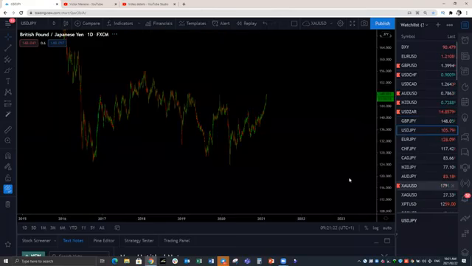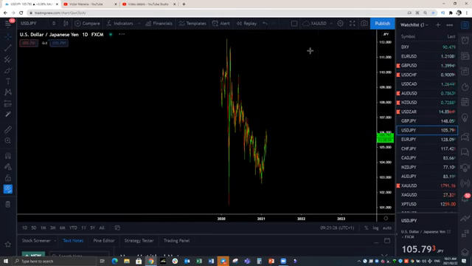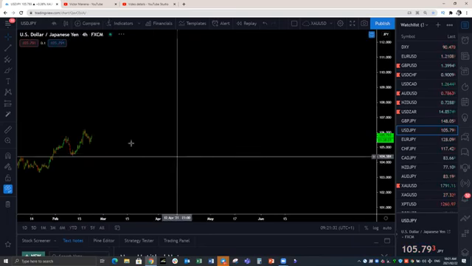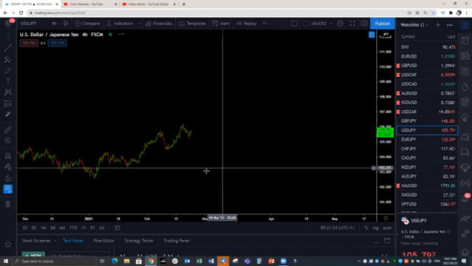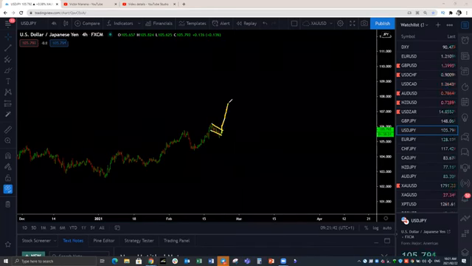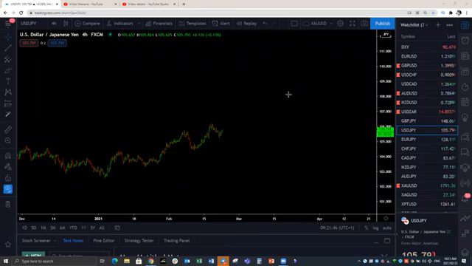US dollar yen. Let's go back to the 4 hour. Looks like it's setting up for another upside as expected yesterday. We expected this one to continue to the upside. Okay, setting up for another move higher. That is US dollar yen.